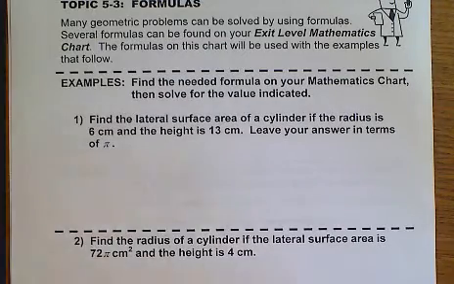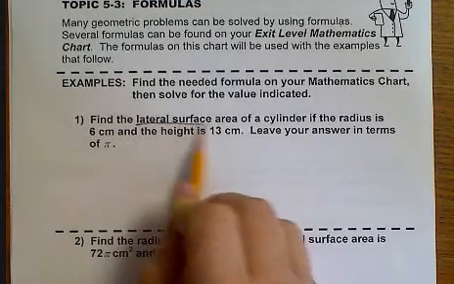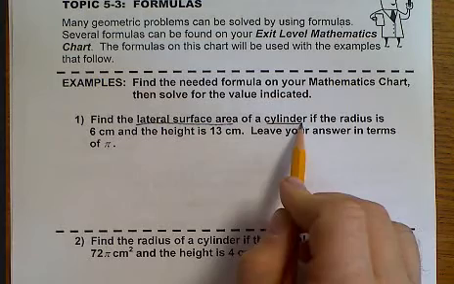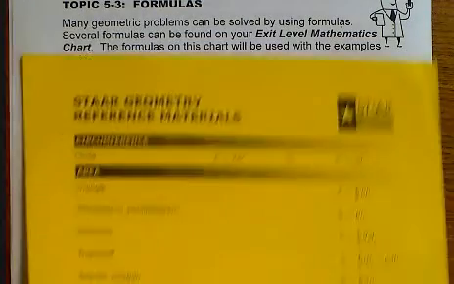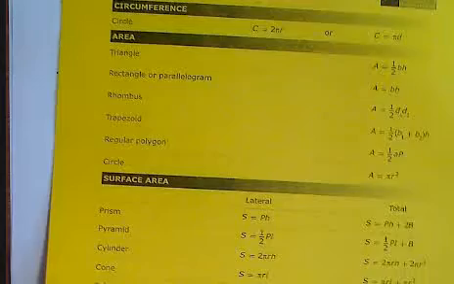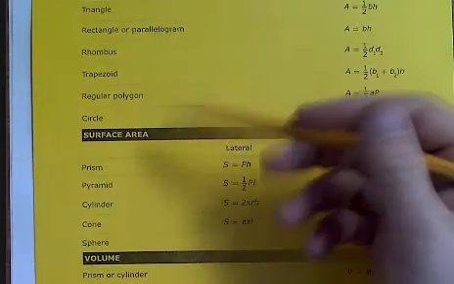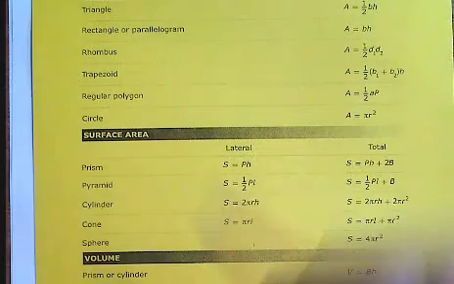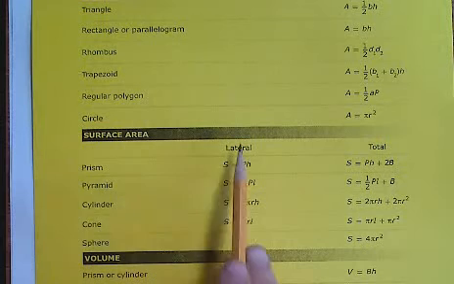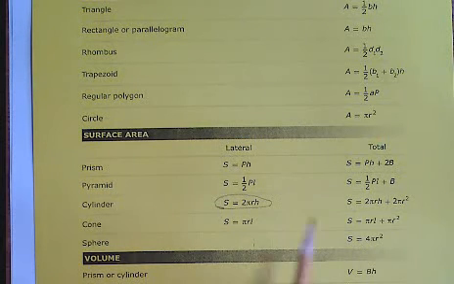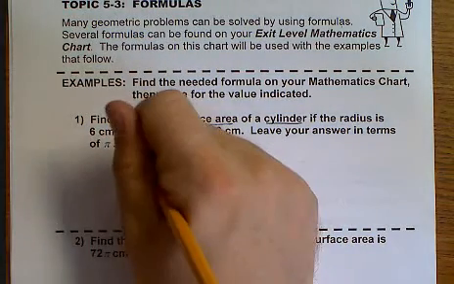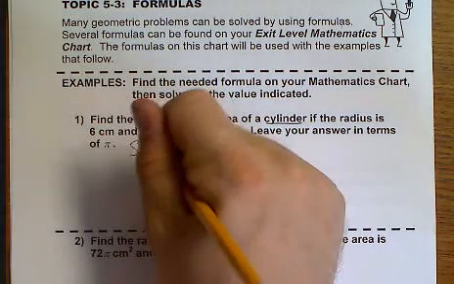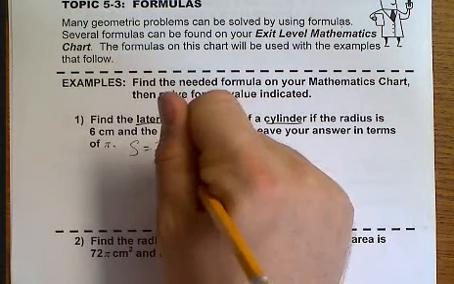Now, number one says we need the lateral surface area of a cylinder. So we get our mathematics chart, and we come down here where it says surface area, and we want cylinder, the lateral. So we're looking for this equation right here, S equals 2 pi RH. So I'm going to go ahead and write that. S equals 2 pi RH.